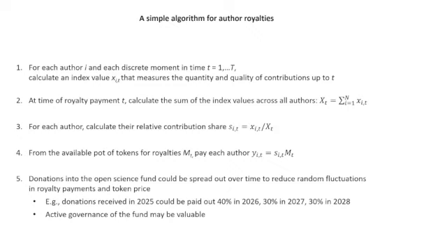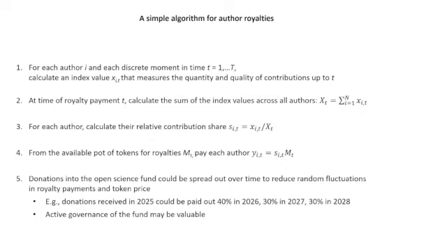Second, at the time of royalty payment t, so that's going to be discrete time intervals when these payments are going to happen. So at time t, we calculate the sum of the index values across all authors, right? And then for each author, we calculate their relative contribution to that overall index. So that's the share S_i,t. And then from the available pot of tokens for royalty payments, M_t, we pay each author just the share that they have in that total pot at that moment.